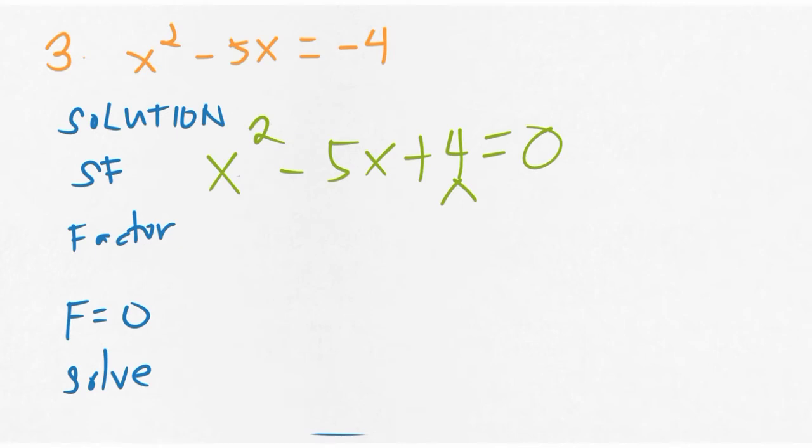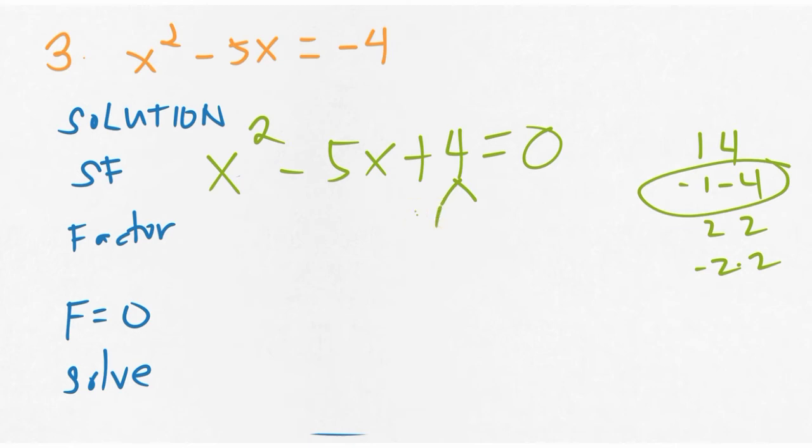So, pwedeng 1 and 4. Negative 1 and negative 4. How about 2 and 2? Negative 2 and negative 2. So, saan kaya dyan ang magiging sagot pag pinag-add is negative 5? So, of course, eto. So, we will use negative 1 and negative 4. So, the factors would be x minus 1 times x minus 4. And then, equate each factor to 0.